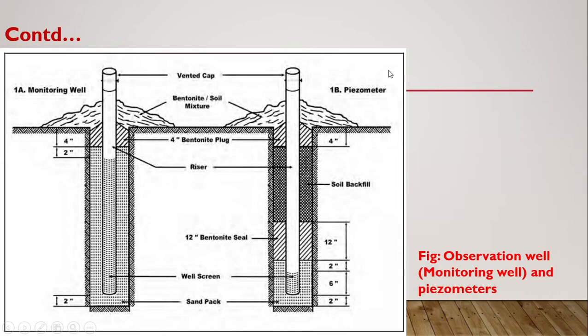Another difference is that the piezometer will be used to find the pressure of water at this bottom portion. It finds the hydrostatic pressure, the pressure of water at this point. So that is the purpose of a piezometer. While the observation well will give the water level of that particular strata of soil. So it will give the level of water. So these are the two things which are used to find the groundwater quality, fluctuation or level.